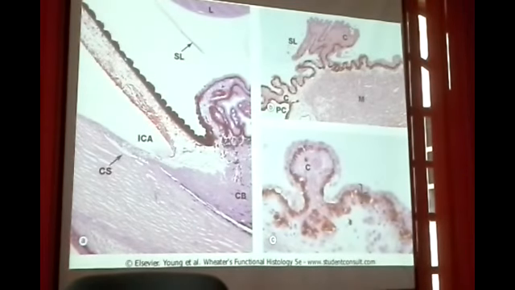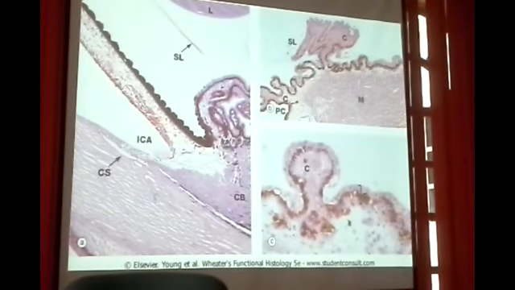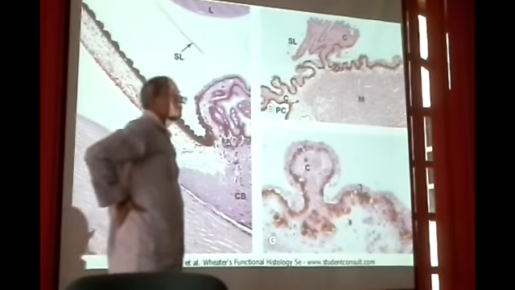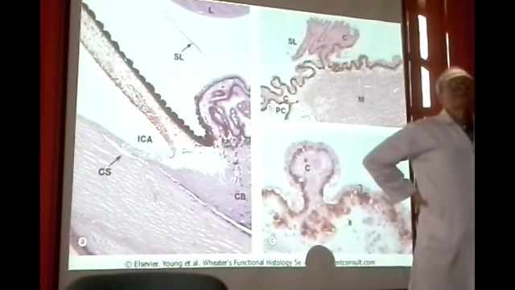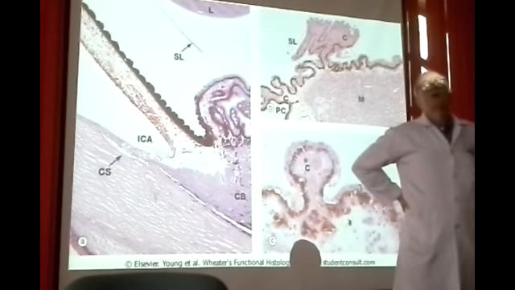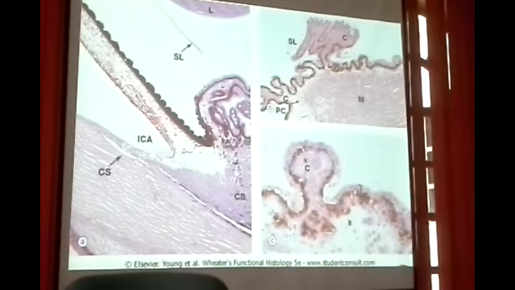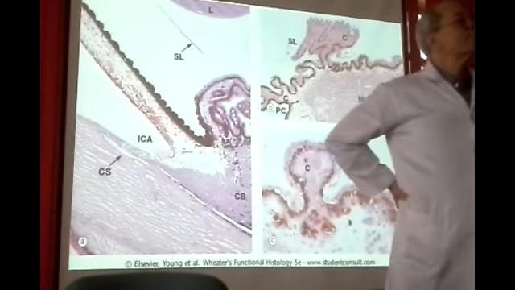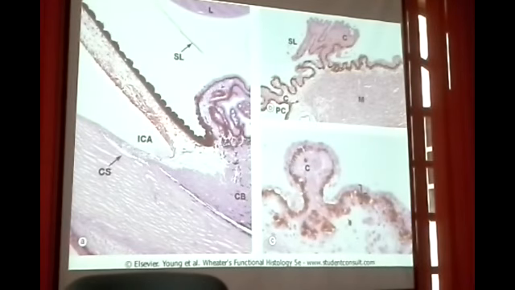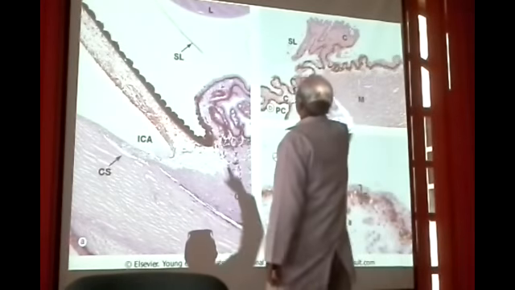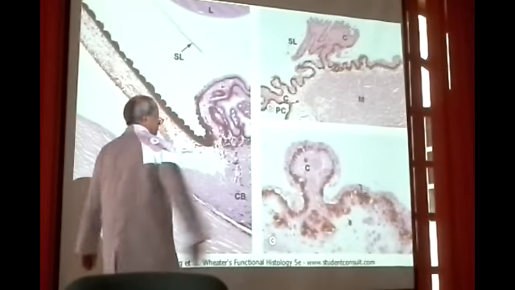Okay. What about the lens? What is the structure of the lens? Is the lens surrounded by a lens capsule? Yes. Does the lens have an epithelium? Yes. Where can you find the epithelium in the lens? Supracapsular or subcapsular? Subcapsular. What is the function of lens epithelium?